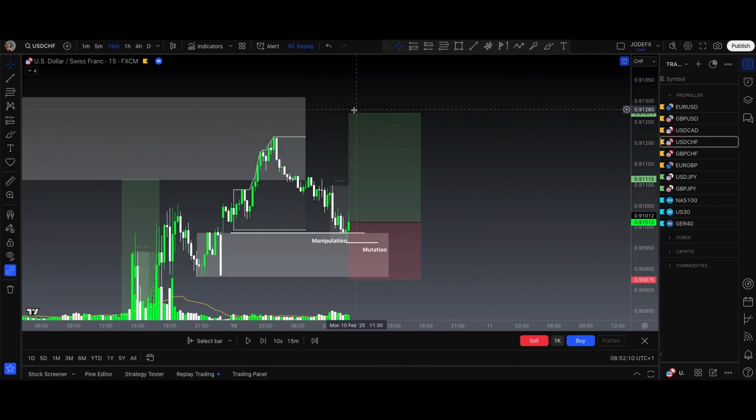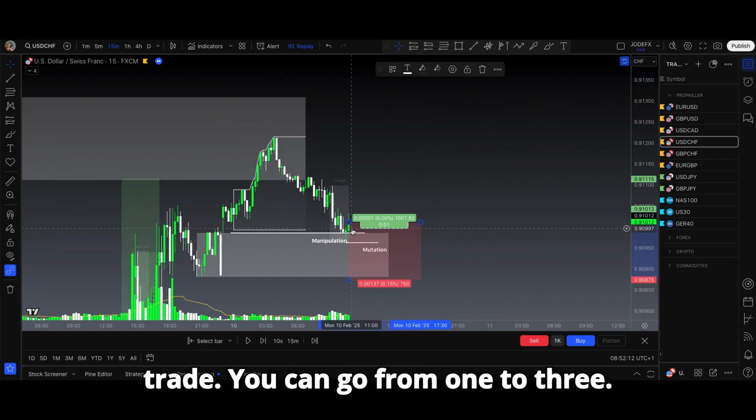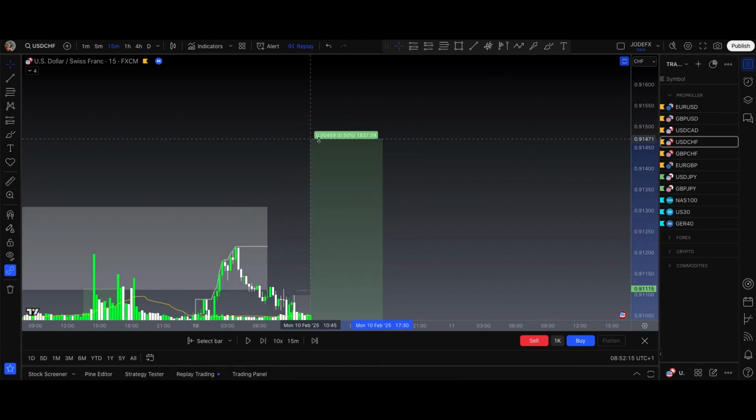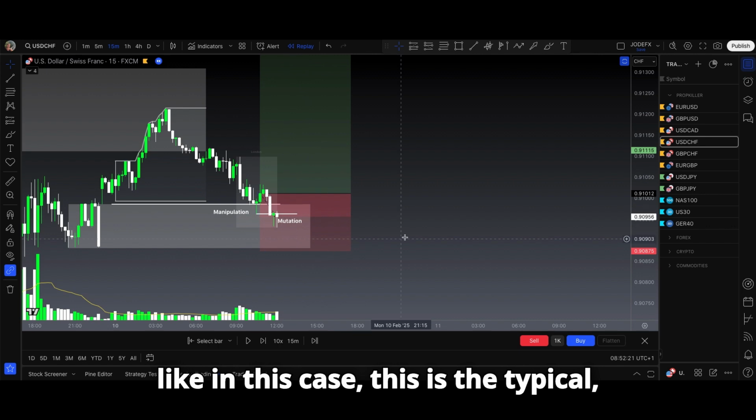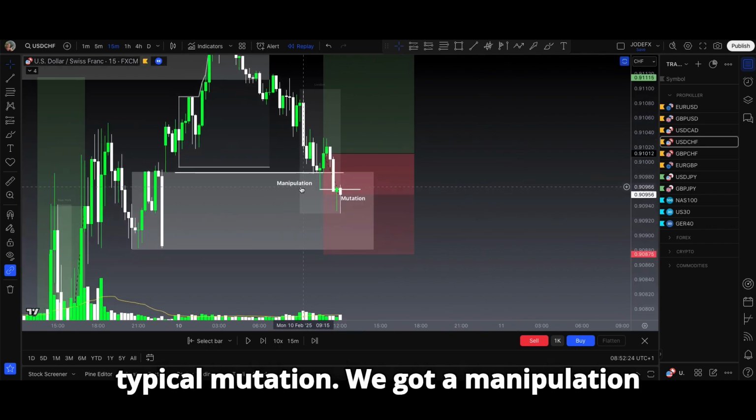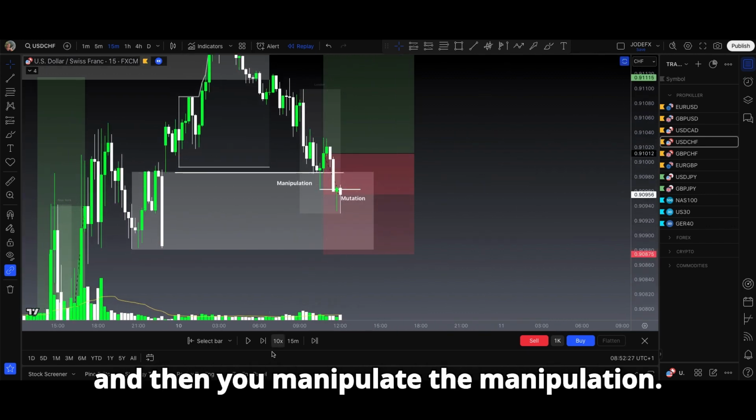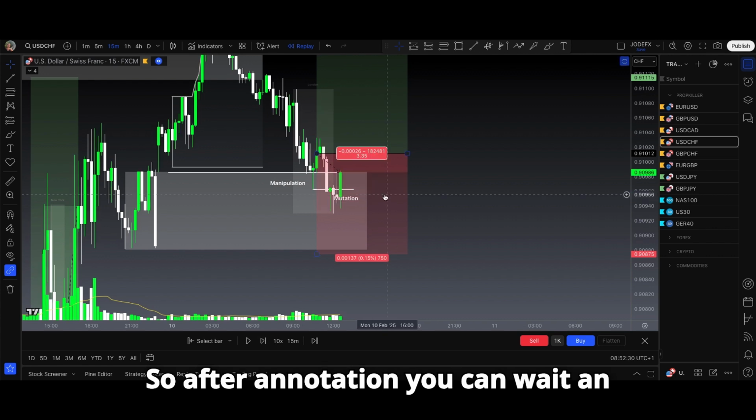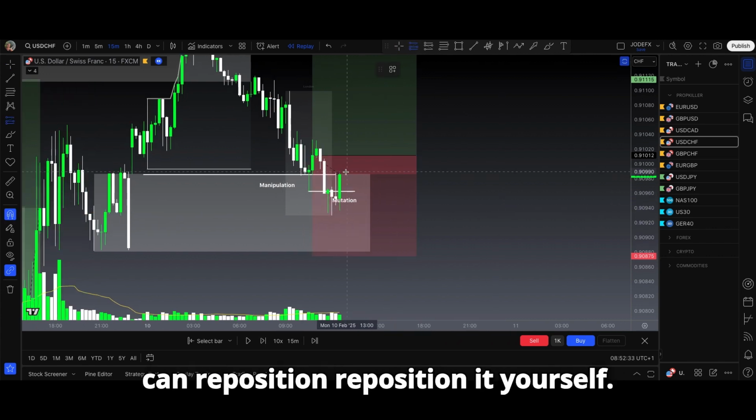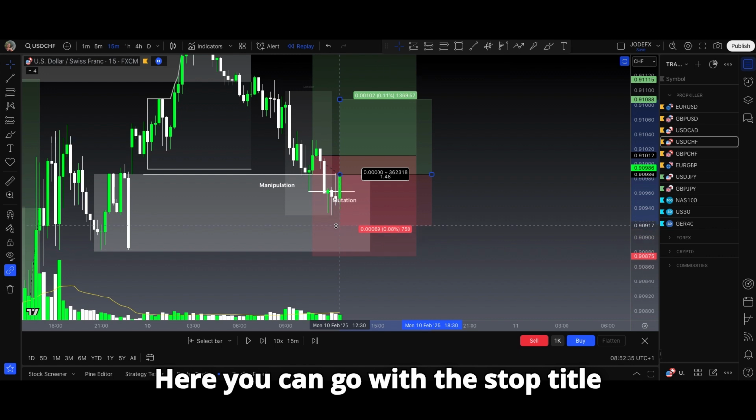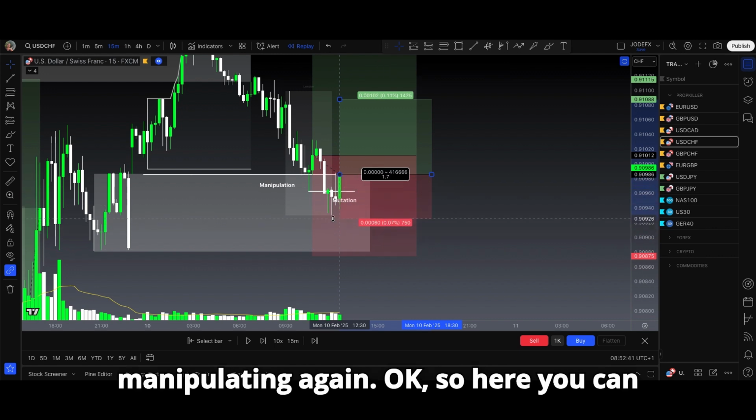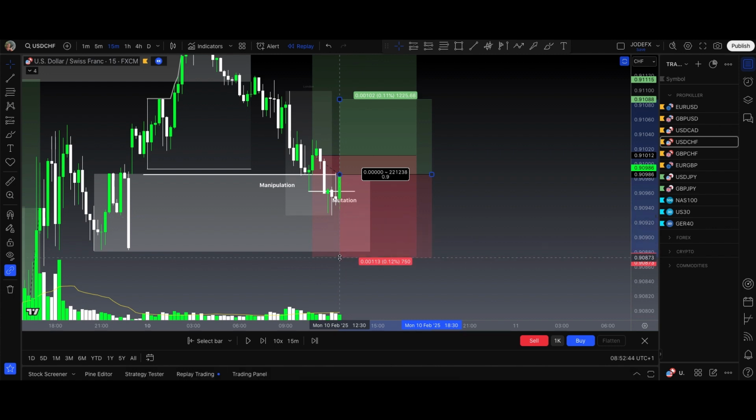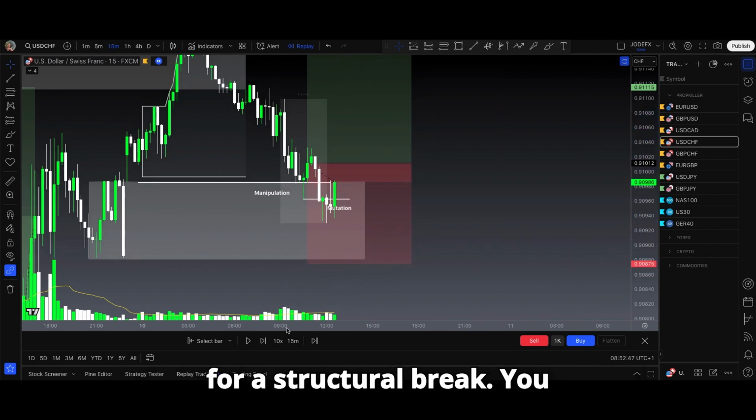So this was the first trade. You can go for 1, 2, 3. Okay. You can see if a mutation happened, like in this case. This is the typical mutation. You got a manipulation and then you manipulate the manipulation. So after a mutation, you can wait for an engulfing candle like this one, and you can reposition yourself. Here you can go with the stop tighter because technically it shouldn't be manipulating again. Okay. So here you can go for a riskier trade, or you can always put your stop here, or you can wait for a structural break.